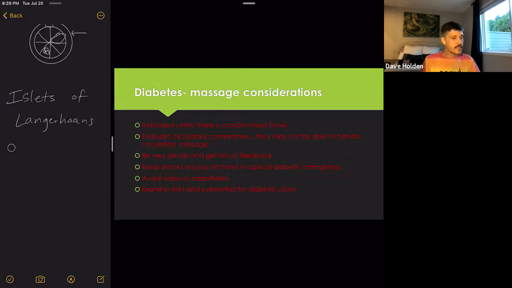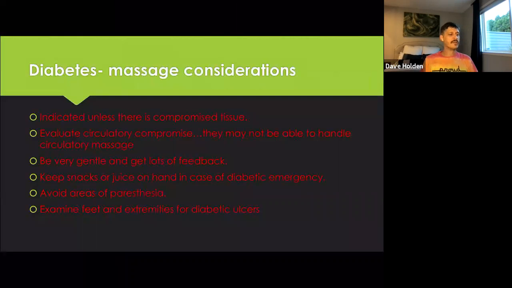Okay, massage considerations. Oof, red text, no bueno. Massage is fine unless there is compromised tissue, meaning if there's tissue that looks necrotic or looks gross, like it's not something you're supposed to be touching, you should probably avoid the area. But other than that, you can massage people with diabetes. Evaluate them for circulatory issues. So if they already are showing cardiovascular disease, atherosclerosis, things like that, they may not be able to handle circulatory massage.